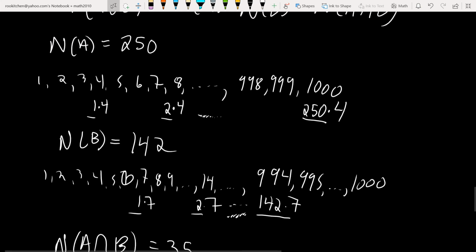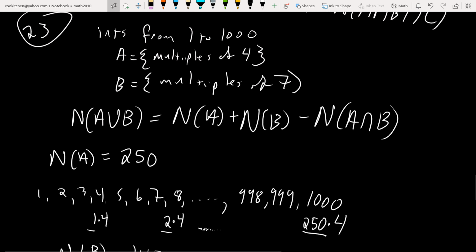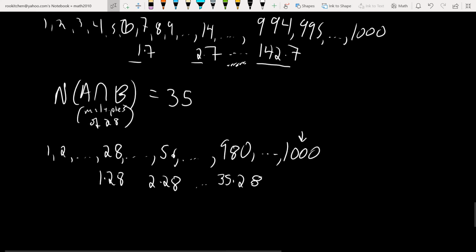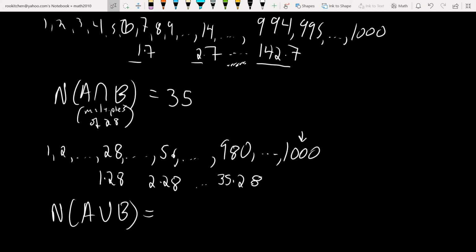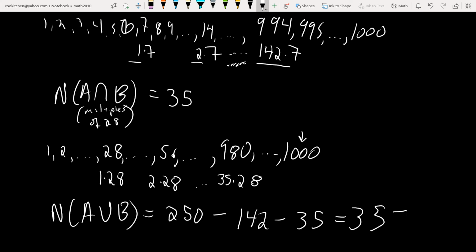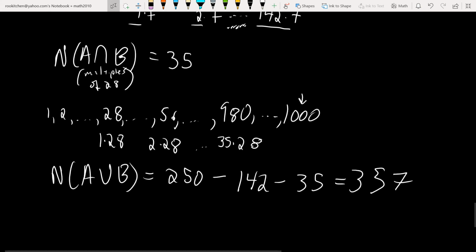Okay, so we got all the numbers that we need. Now all we have to do is plop it into this formula here that I put the arrow at. So the number of things in A union B is the number of things in A, which is 250, minus the number of things in B, which was 142, minus the number of things in the intersection, which is 35, which means there's 357 integers that are multiples of 4 or 7.